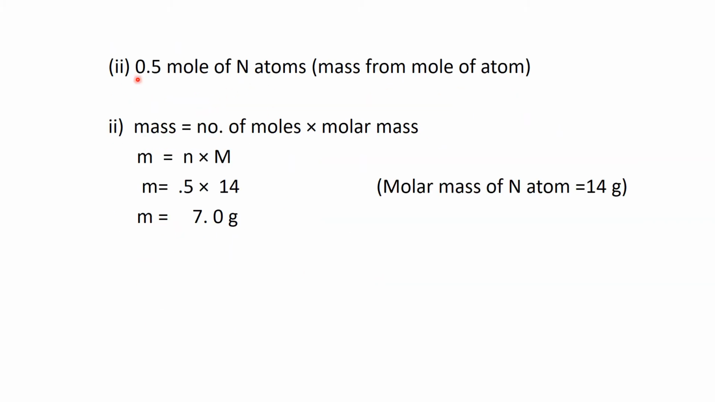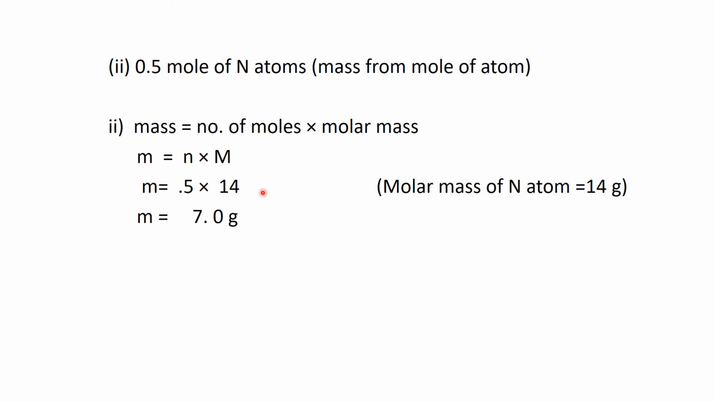Next is 0.5 mole of nitrogen atom. How much mass is present in 0.5 mole of nitrogen atom? You know that the same formula you will use here. Mass is equal to the number of moles multiplied by molar mass. Mass is represented by small m, the number of moles by small n, and the molar mass by capital M. You have to remember how things are represented. So m is equal to the number of moles, 0.5, and the molar mass of nitrogen atom is 14 gram.